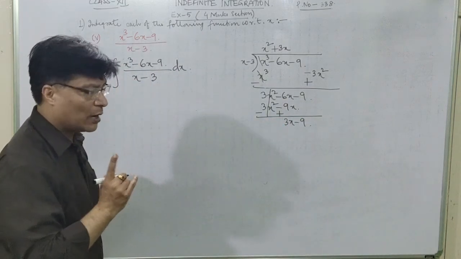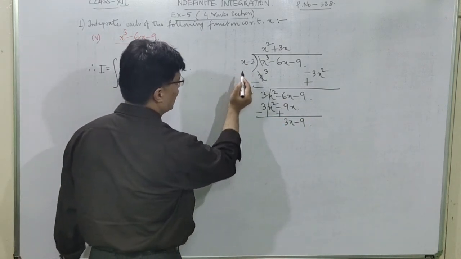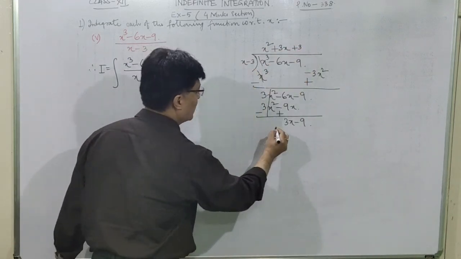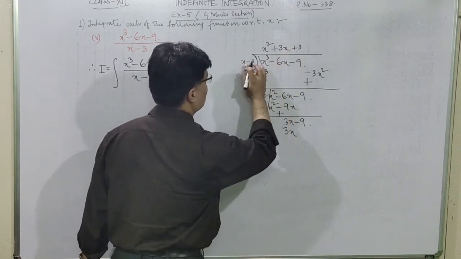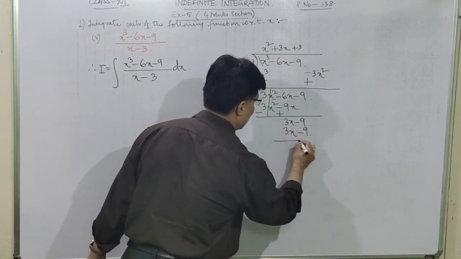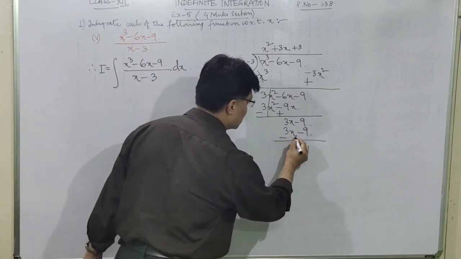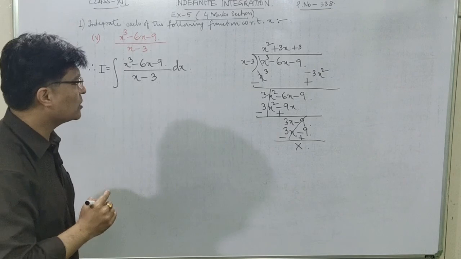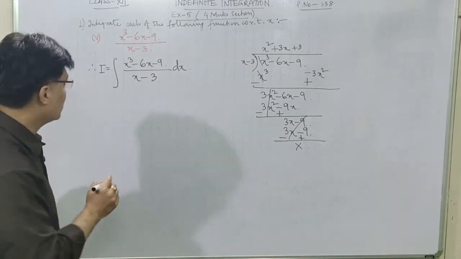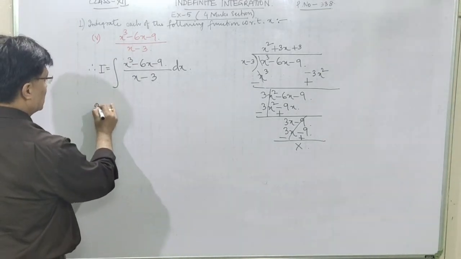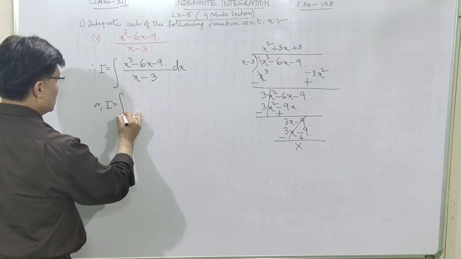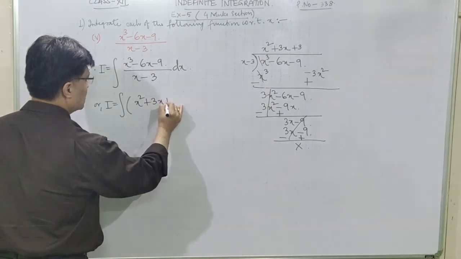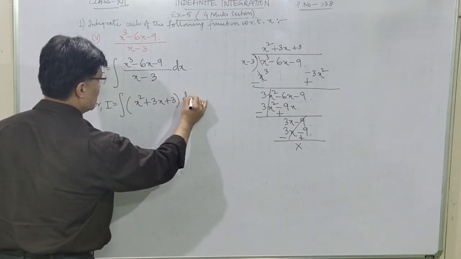Is that clear? Now by what should we multiply this x again? By 3. So it is plus 3. So 3 into x, 3x, plus and minus, minus 3 3s are 9. Now you have to change the sign. This is minus, this is plus. So this is cross. So what is the quotient here? It is x square plus 3x plus 3. So I is equal to integration of within bracket x square plus 3x plus 3 bracket close dx.